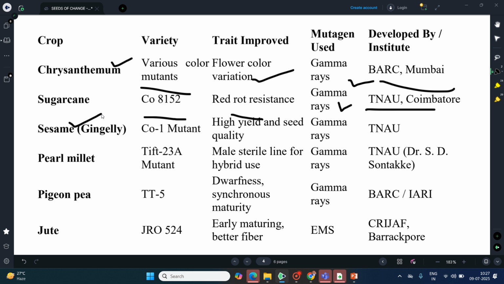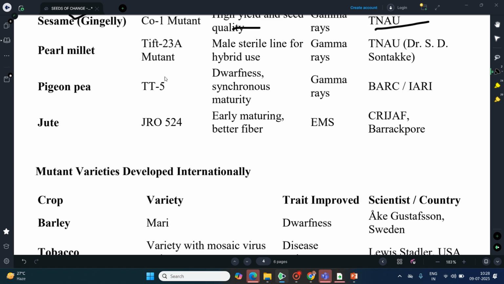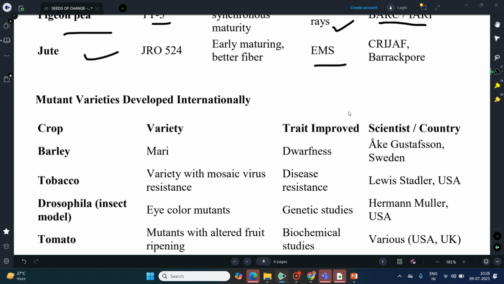Gingelly sesame Co-1 mutant for high yield and seed quality using gamma rays at Tamil Nadu Agriculture University. And pearl millet TIFT 23A mutant, male sterile line for hybrid use, developed using gamma rays at Tamil Nadu Agriculture University. Pigeon pea TT5, dwarfness, synchronous maturity, using gamma rays at BARC, released by IARI. Jute JRO 524, early maturing, better fiber, using chemical EMS at the Barrackpore center.